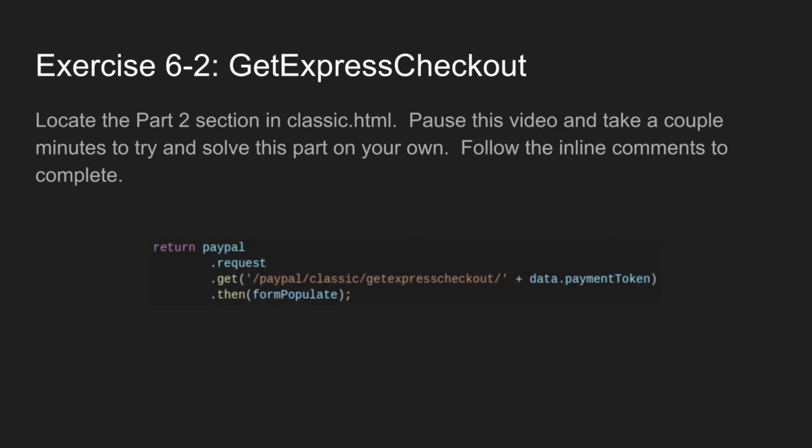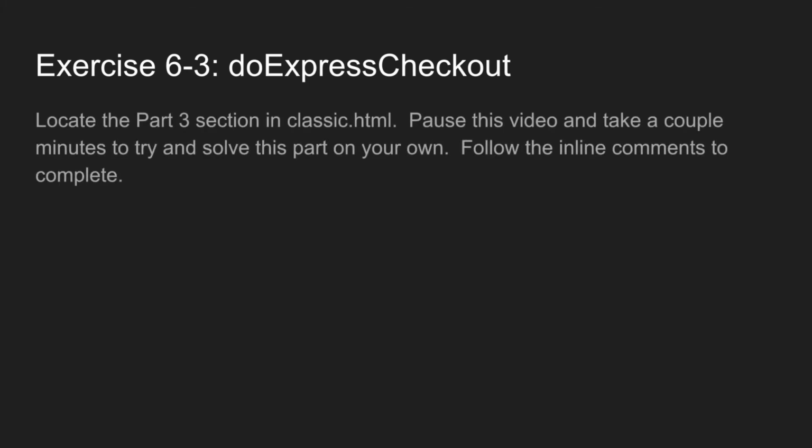If you haven't yet got it copied down, go ahead and take a moment and do that right now. Otherwise, we are going to move on to the third part of our exercise, which is the DoExpress checkout API call. So let's locate the part 3 section in the classic.html. Go ahead and pause this video and take a couple minutes and try and solve this part on your own. Follow the inline comments to complete this exercise.